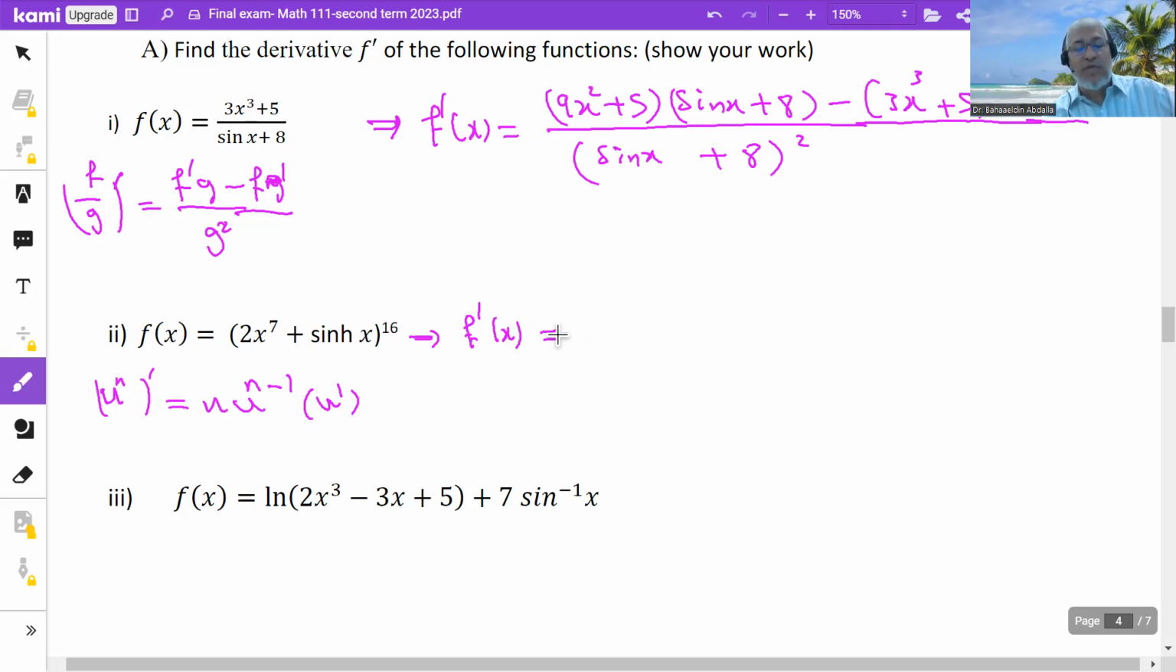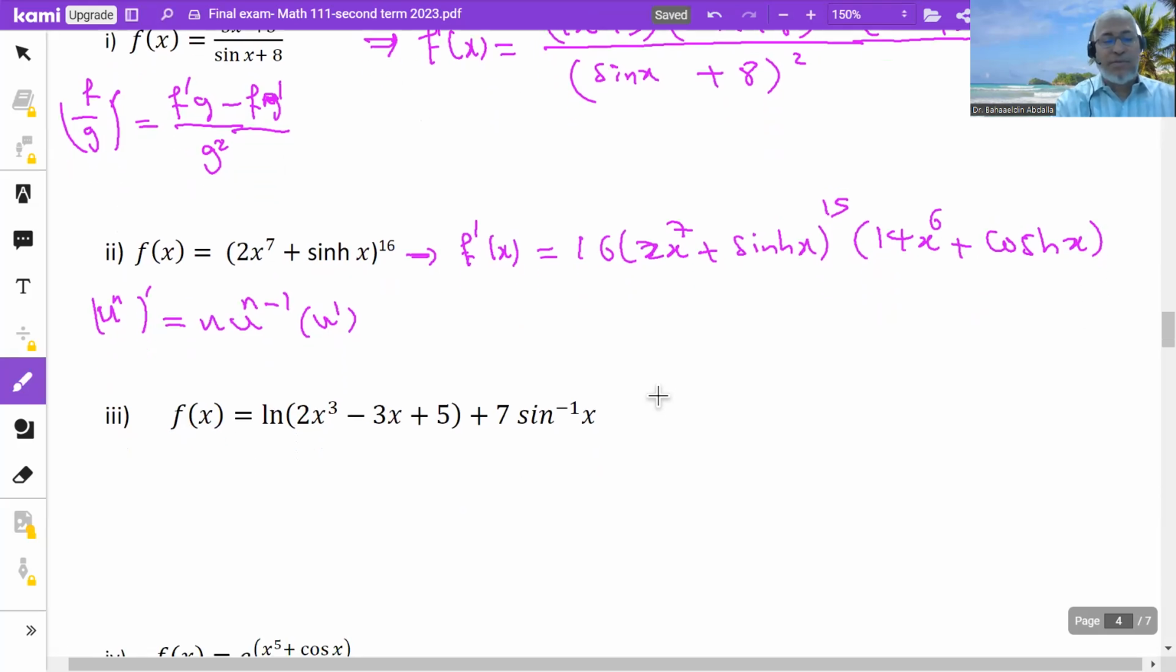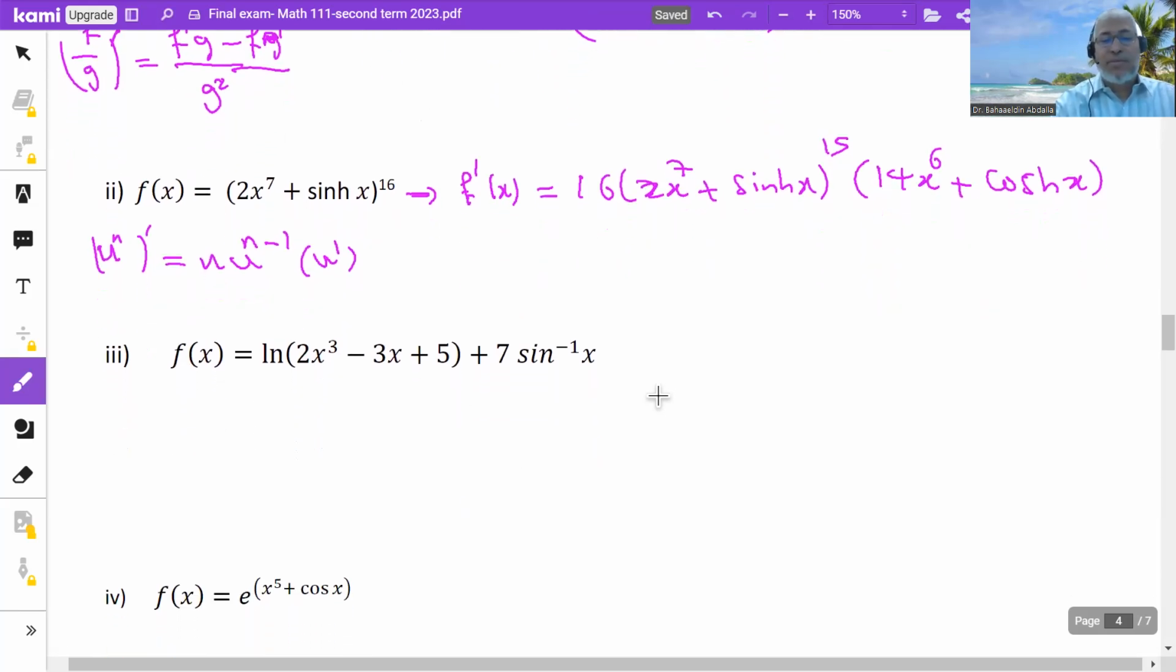F prime of x would be 16 times 2x to the power 7 plus sinh x to the power 15, we subtract 1, 16, then times the derivative of what is inside. So derivative of 2x to the power 7 is 14x to the power 6, plus derivative of sinh, which is cosh x. So that's the answer.